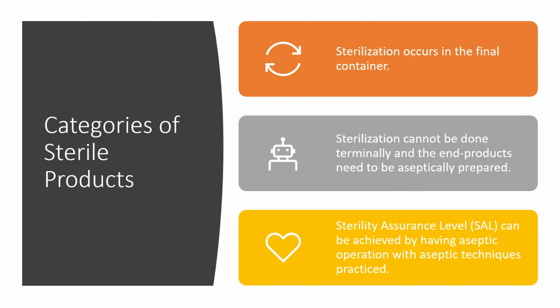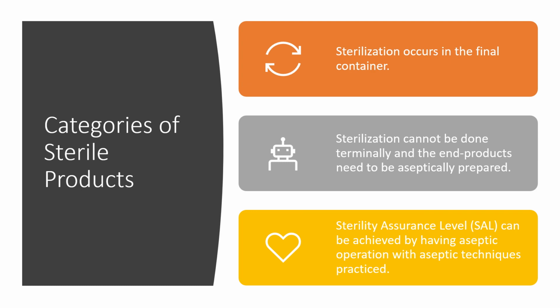Let's talk about the different categories of sterile products, each with its unique approach to achieving sterility, ensuring the safety and efficacy of medical and pharmaceutical products. Firstly, we have sterile products where sterilization occurs directly within the final container. This method, known as terminal sterilization, involves subjecting the product and its container to sterilization processes simultaneously. This ensures that the product remains sterile until it is ready for use, providing a high level of assurance regarding its safety and effectiveness.